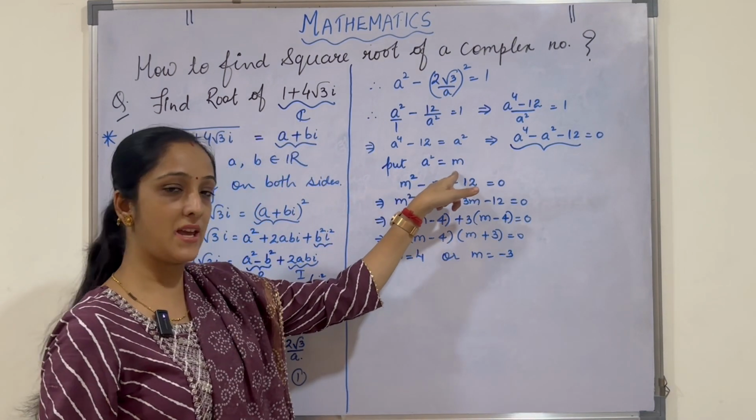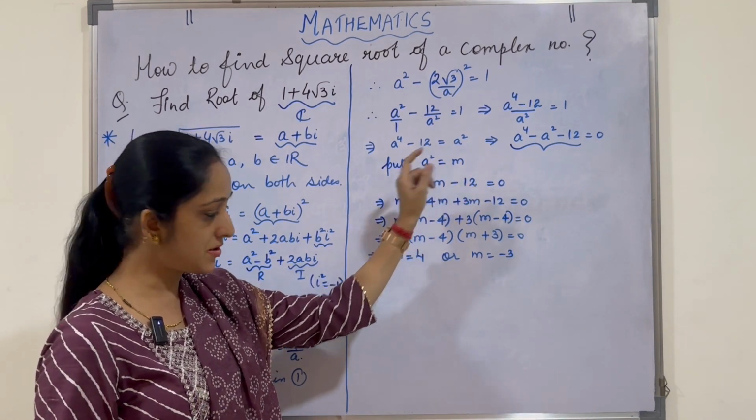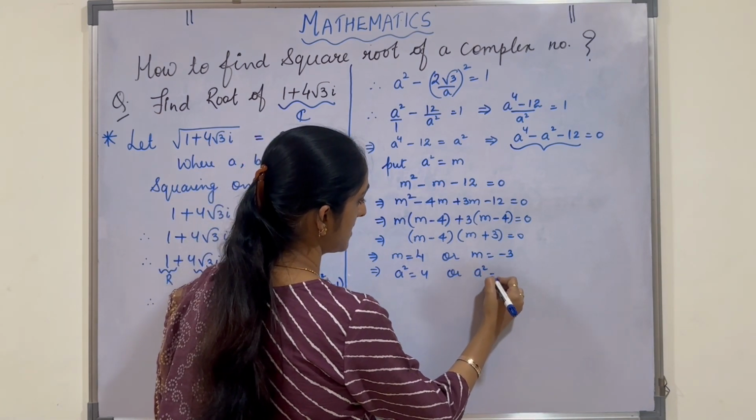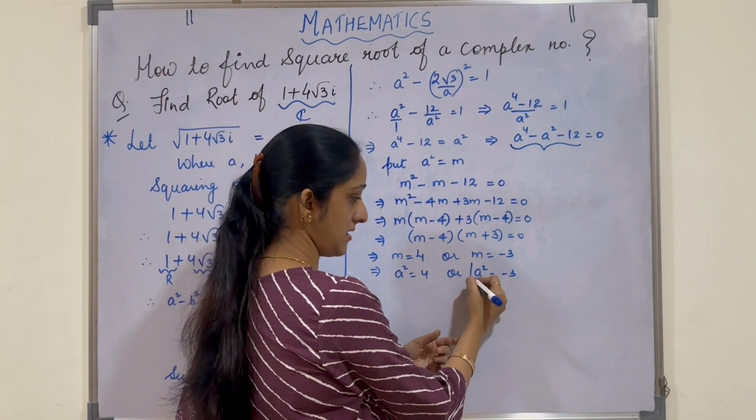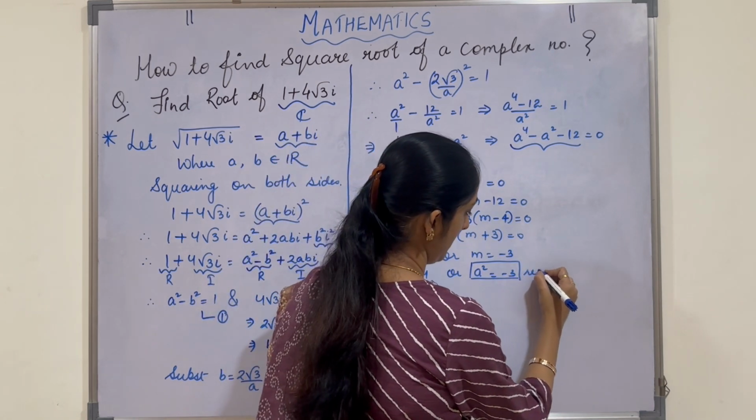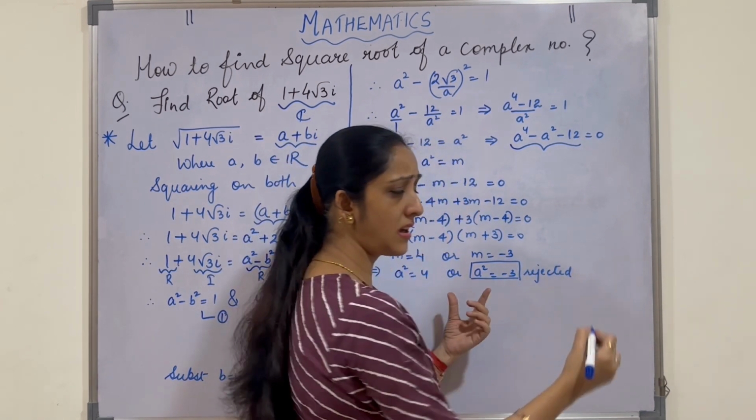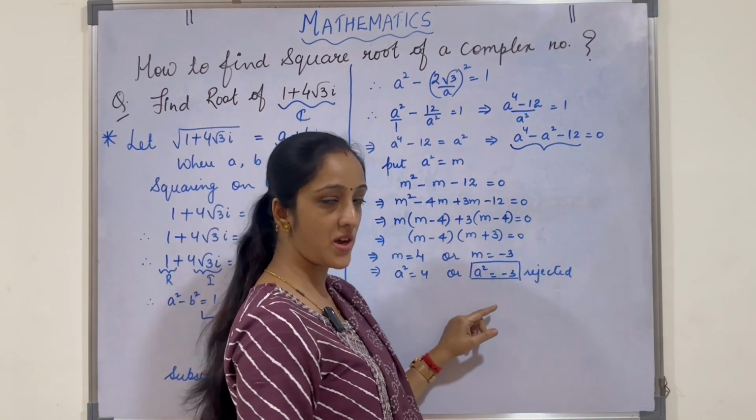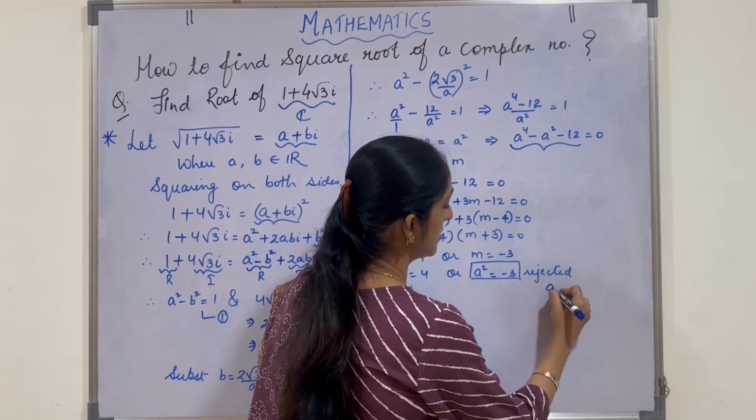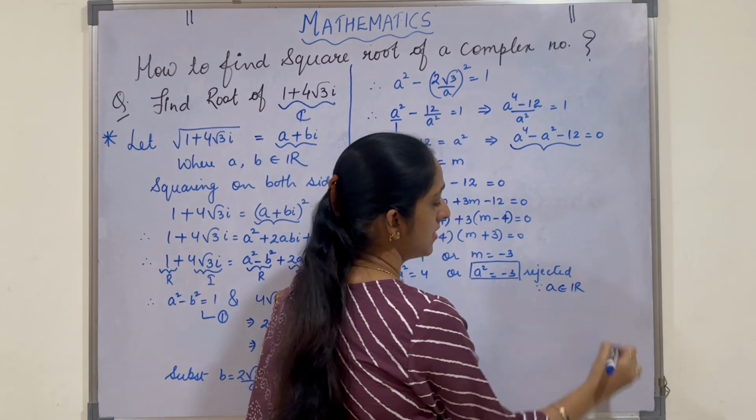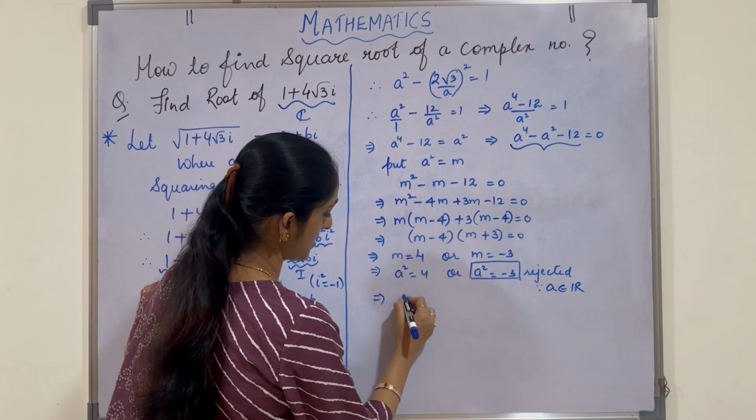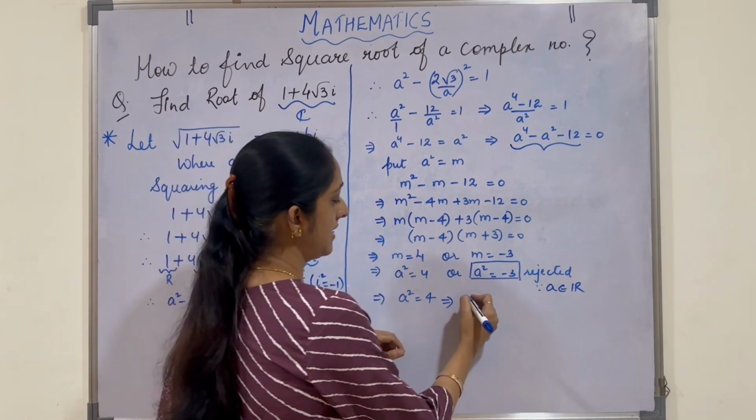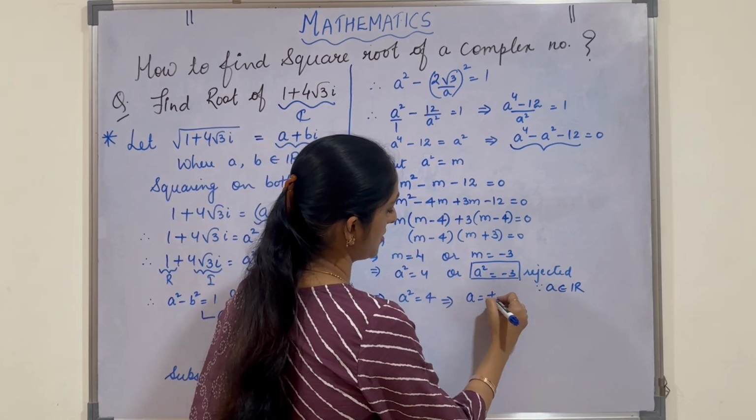But what was m? m is nothing but a square. So resubstituting for m will give you a square is 4 or a square is minus 3. Now this thing, that is a square is minus 3, will be rejected. Why this case is rejected? Because see, here we had considered a and b are real numbers, and we know that square of any real number is always positive. So this is rejected since a belongs to our set of real numbers. So there is only one possibility, that is a square is 4, and this will again give you two values for a, that is plus or minus 2.